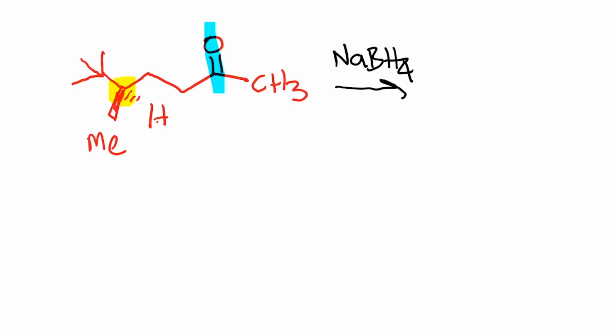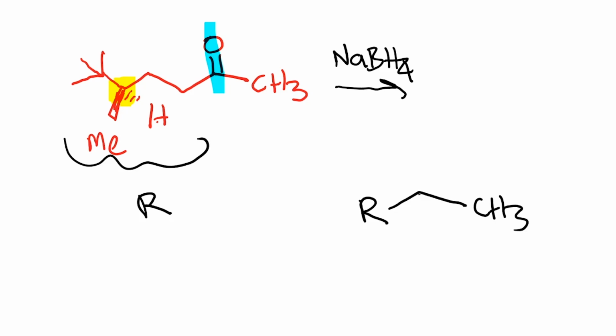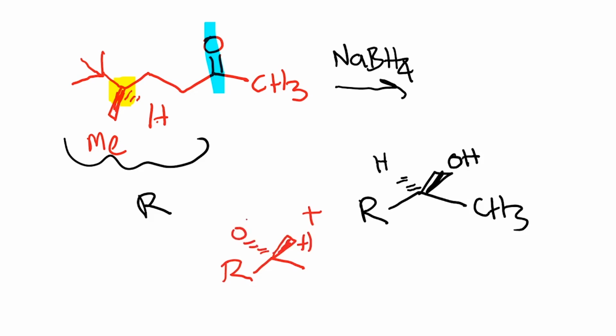So I'm going to draw this whole group out as R. So you will get R, CH3. Sodium borohydride is a source of hydride, H minus. So you're going to end up with this product, and you're going to get R, C. If hydride comes from the other side, you get OH and CH3. Okay, so these are the two products that you can expect to get. And this is approximately 1:1. Okay, so that means that you get pretty much equal amounts of the two enantiomers.